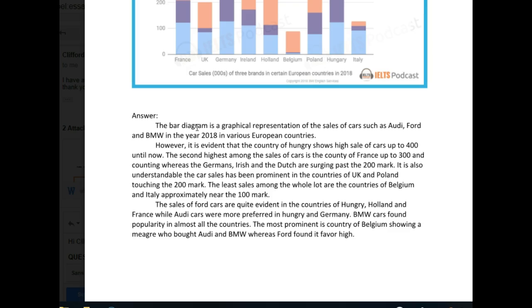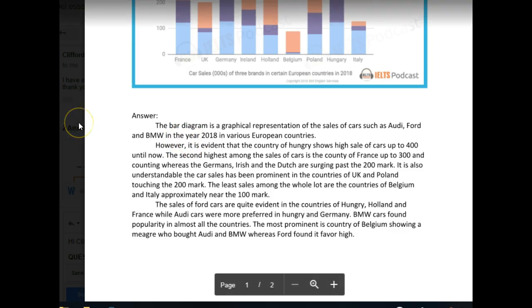Moving on, the bar chart is a graphical representation of the sales of cars such as Audi, Ford, and BMW in the year 2018 in various European countries. Okay, fine. You should not have put a however here. You're not contradicting anything here, so there's absolutely no reason to have a however.